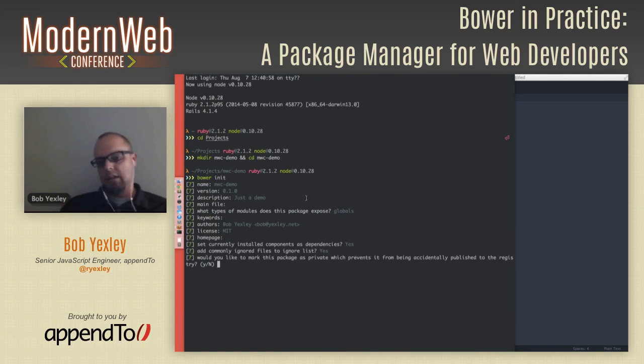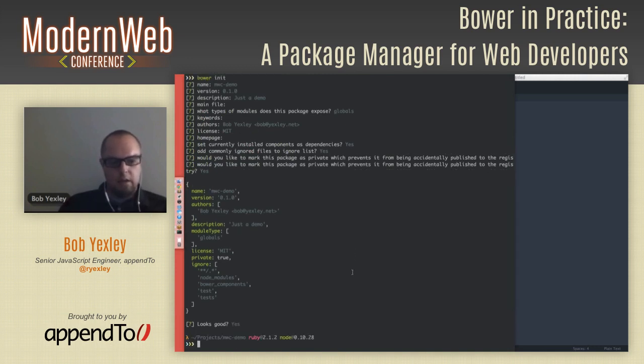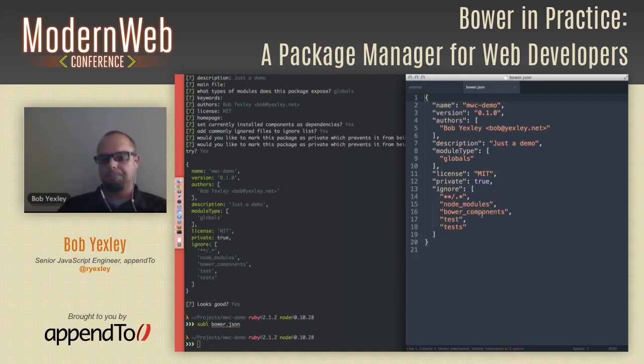I really like this feature of Bower. It's really helpful, but ignoring files in your project is really important when you're creating a package that you're distributing to other people. But we'll talk about that more in a little bit. Yes, we want to do this. Okay, does that look good? Yeah, let's go with that. So that just created a bower.json file for us, and that's what it looks like right there.